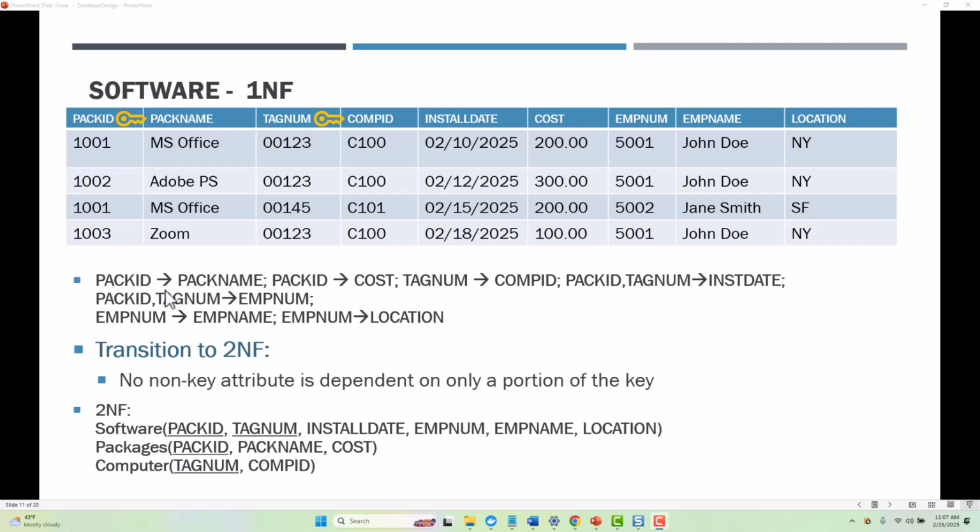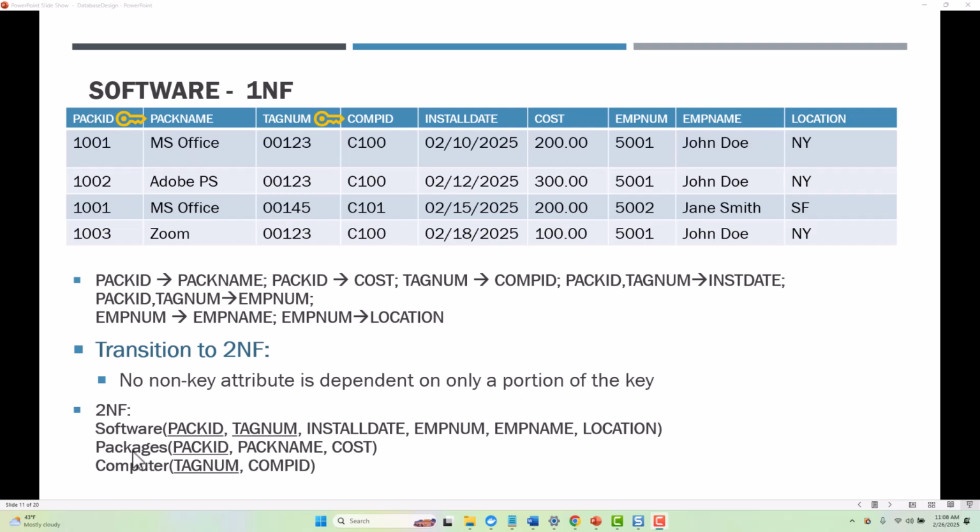So let's take a look at what we have, our functional dependencies. We have our pack ID functionally determining pack name. That's not a combination of the pack ID and the tag num. So therefore, I need to move the pack ID and pack name to a separate entity. And as we continue on here, I have my pack ID also determining my cost, so the cost comes down with my pack name and pack ID.